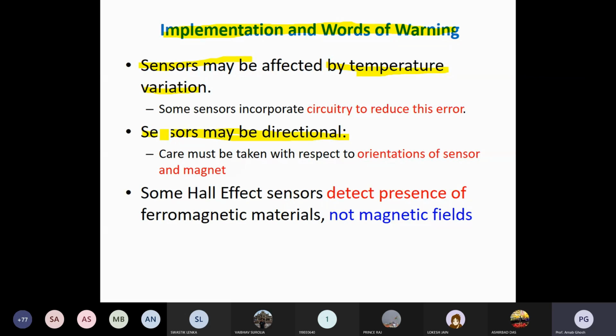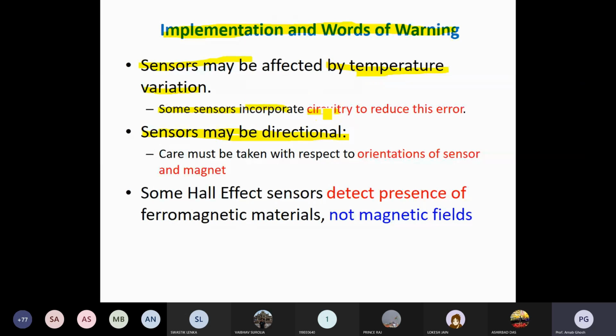So what does directional mean? Care must be taken with respect to the orientation of the sensor and the magnet. That I am telling you. If you want the reverse direction, you have to change the position of the magnet, meaning north pole to south pole, and south pole to north pole. That position you need to change.